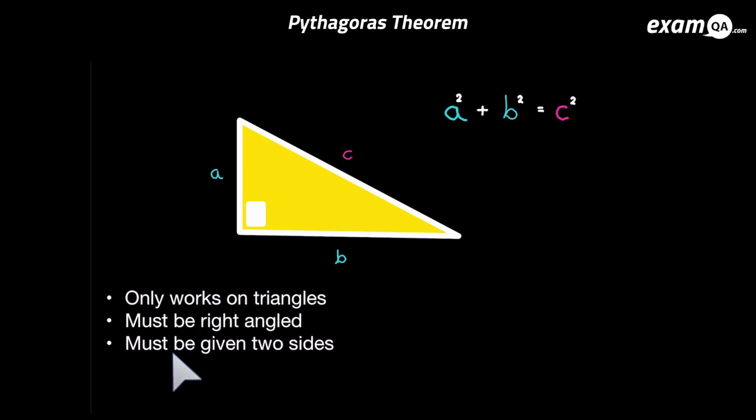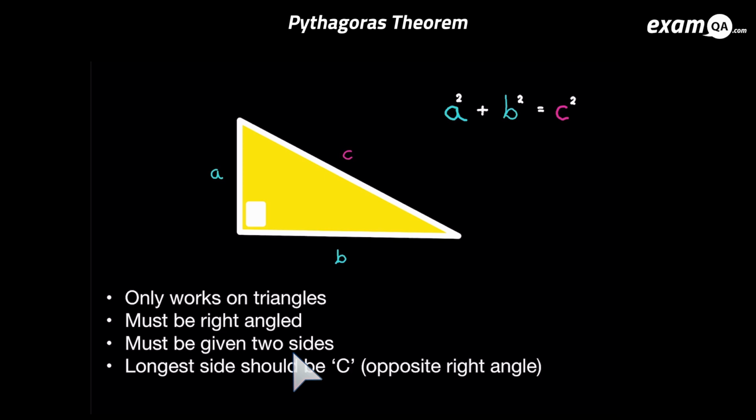To be able to use the Pythagoras Theorem, you must be given two sides known. Once you're given two sides known, you can always work out the third unknown side. Like I mentioned before, the longer side must be c. The a and b do not matter which way around, but c must be the longer side, the one opposite the right angle.